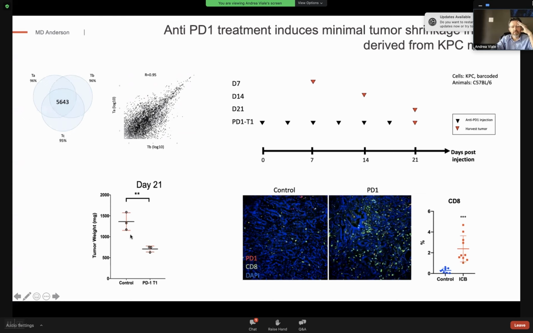We found that, as expected, the anti-PD-1 treatment had some effect in terms of tumor volume, with a reduction that was not minimal, but again, was not really strong. And we confirmed that the treatment was able to increase the presence of CD8 positive cells in the tumor.